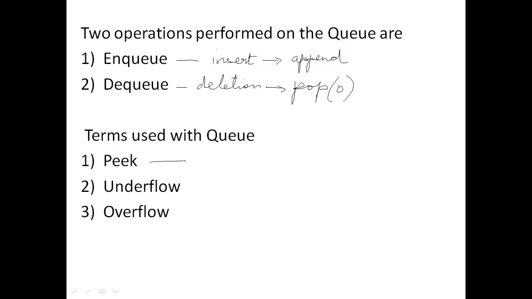Is that clear? Okay, next let's learn the terms used with queues. The terms used with queues are peek, underflow and overflow. Now we have seen these three terms with stack as well. But in a stack, peek meant to display, not to remove, the topmost element. Here the peek function talks about displaying the front element. That means the element that is going to be serviced or currently being serviced.